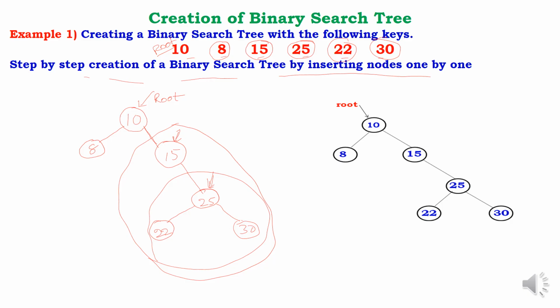For clarity, that was clearly mentioned here: 10, 8, 15, 25, 22, 30. Everywhere the nodes are specified as per the rules. The first rule is left value is less than parent value, right value is greater than parent value, left and right are again binary search trees, and the fourth one is there are no duplicate values. If a particular binary tree satisfies all these four conditions, that binary tree is said to be a binary search tree. So this is a binary search tree, BST.